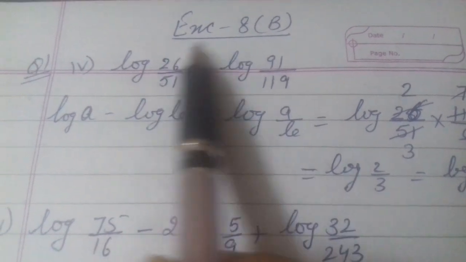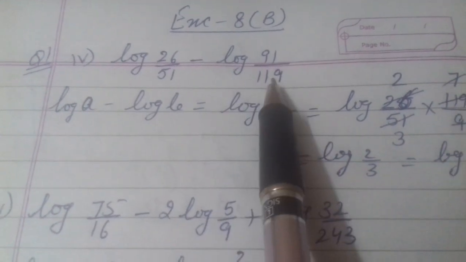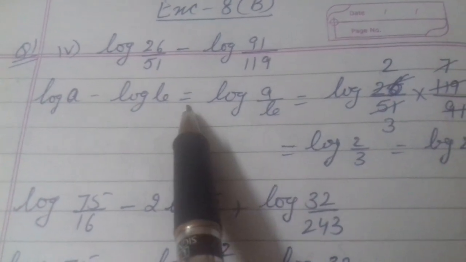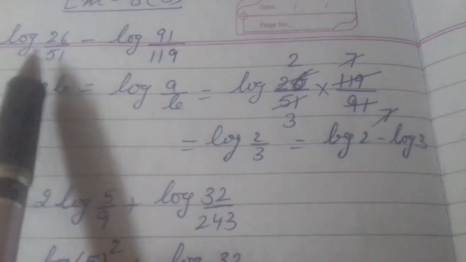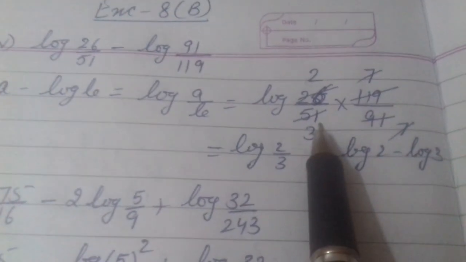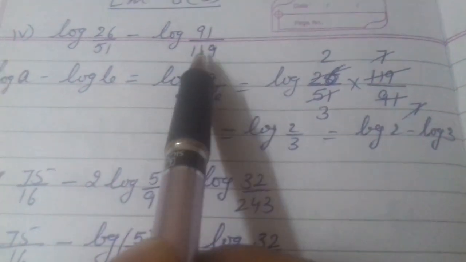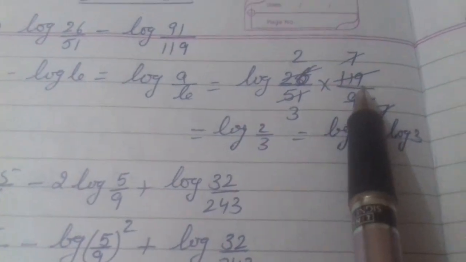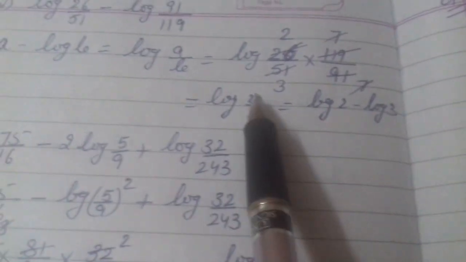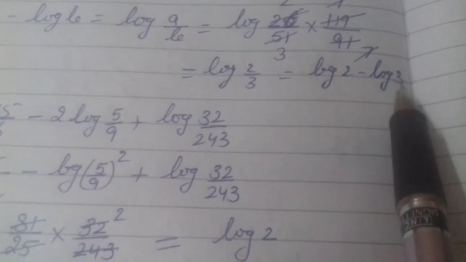Yes students, exercise 8b, first question, fourth part. This is the given statement. Now we have just done the property: log a minus log b is equal to log a upon b. So how will you combine it? Log a, what is a? 26 over 51 divided by this term. When you divide by this term, it will reciprocate. It will be 119 over 91. When you do the cancelling, it will be log 2 by 3 is equal to, what is the answer? Log 2 minus log 3.